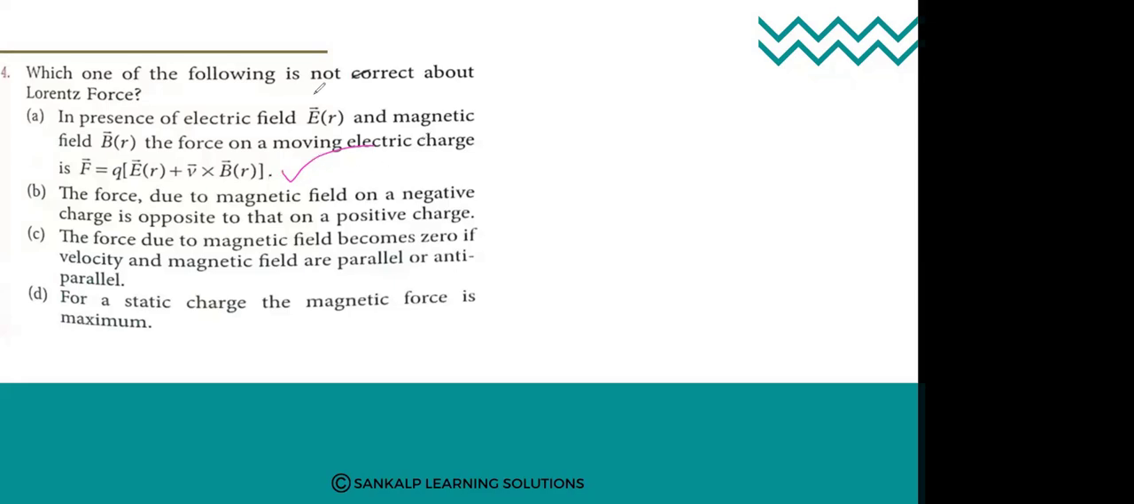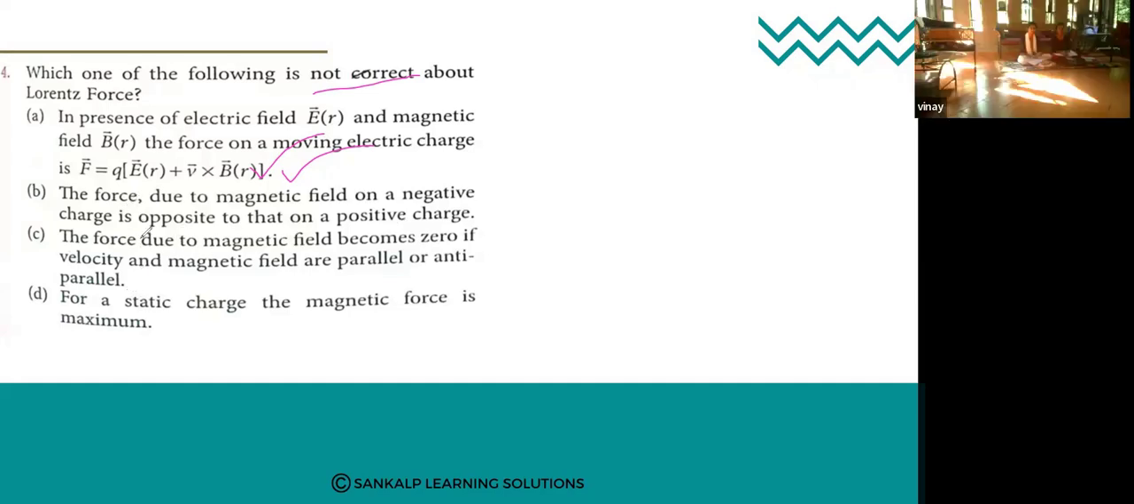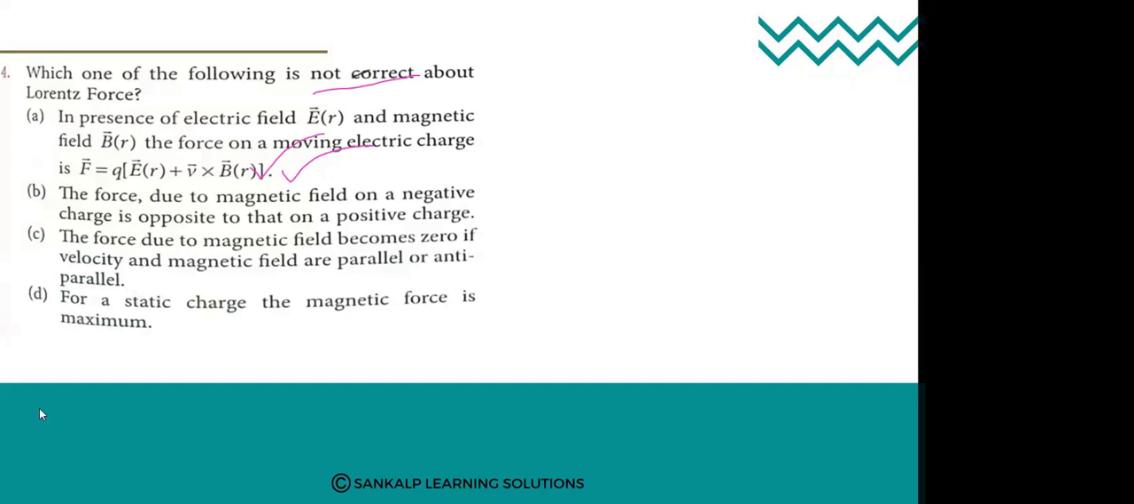We need to find which is not correct. So the first statement is right because it is nothing but the expression for the Lorentz force. So this is true. What about B, C, D? Which is wrong among B, C, D? Option D is wrong. That is, for a static charge, the magnetic force is maximum.